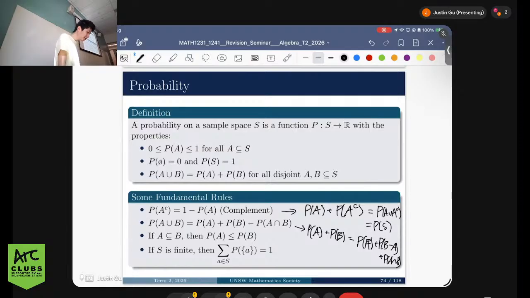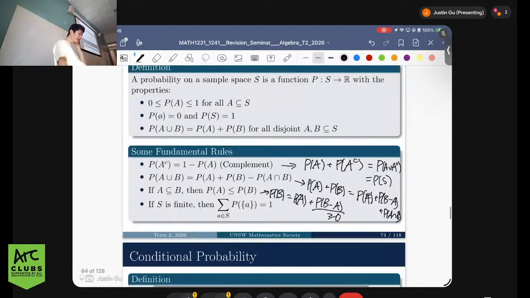If A is a subset of B, then the probability of A is less than or equal to the probability of B. Basically, if A happens, then B also happens. So the probability of A happening must be at most the probability of B happening. You can again prove this by saying the probability of B is the probability of A plus the probability of B minus A, since A is a subset of B, and this is at least 0.